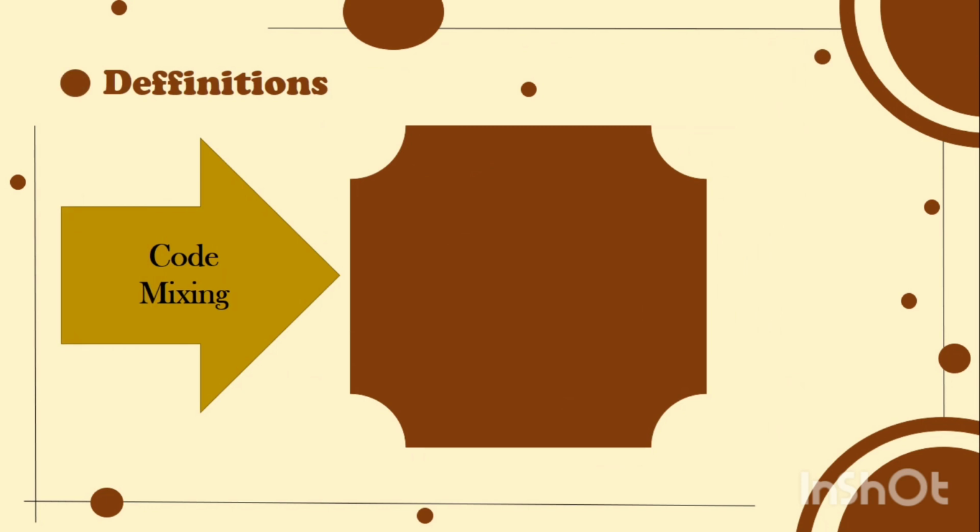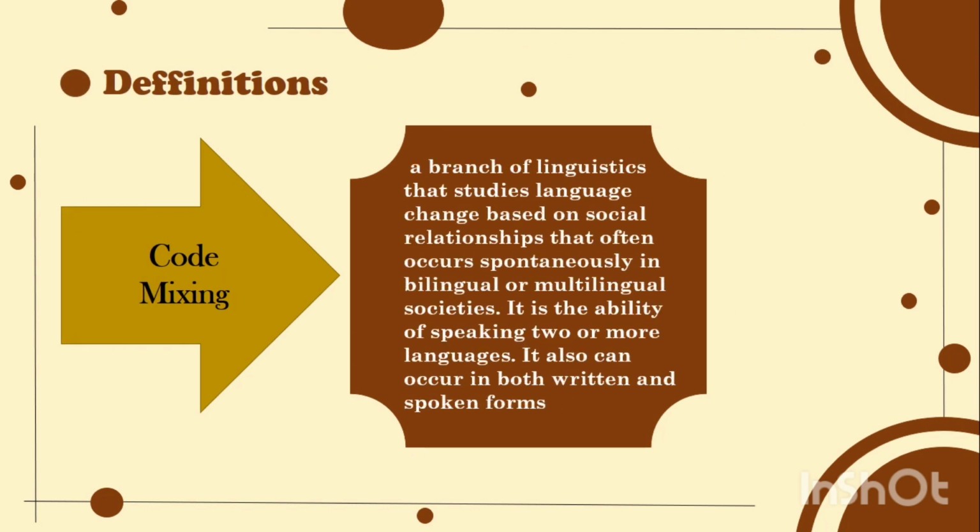Now, code mixing. It is a branch of linguistics that studies language change based on social relationships that often occurs spontaneously in bilingual or multilingual societies. It is the ability of speaking two or more languages. It can also occur in both written and spoken forms.